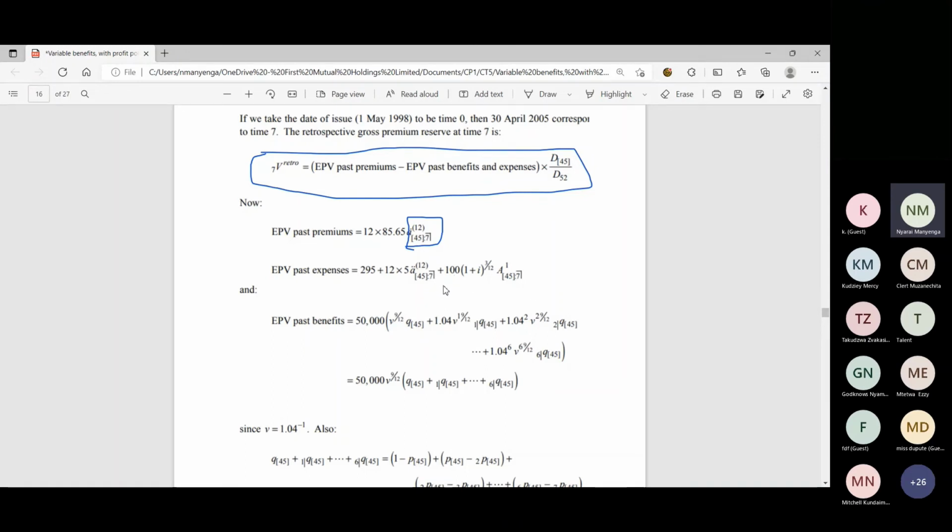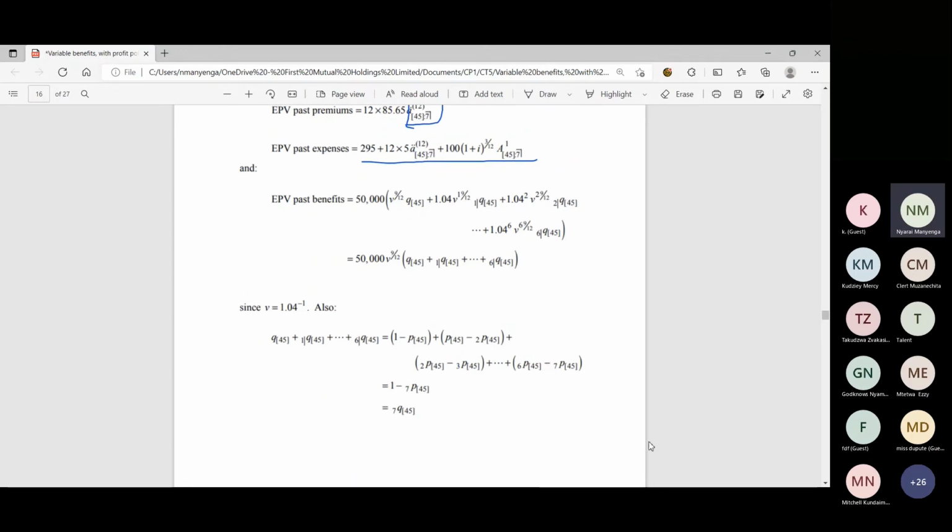It's payable when the person dies within that period. So the discounting factor will be the term assurance function, and we need to allow for the 3 months because it's paid 3 months after the person has died. So it needs to be accumulated as well. So this would be the equation for the expected present value of expenses.